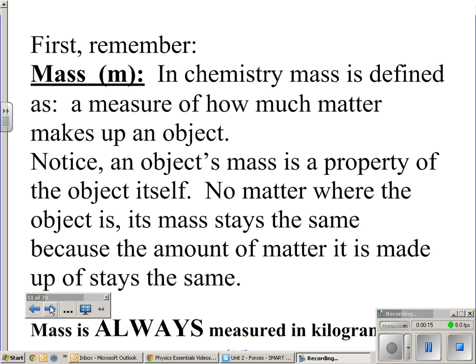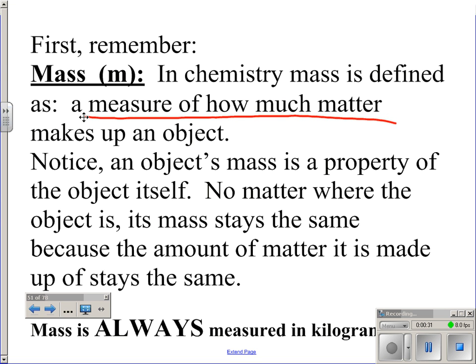In physics, we define mass as a measure of an object's inertia, which is great, but unfortunately it doesn't help us a whole lot understanding the difference between mass and weight. So we're going to use the chemistry definition, which is this. Mass is a measure of how much matter makes up an object. Notice an object's mass is a property of the object itself.